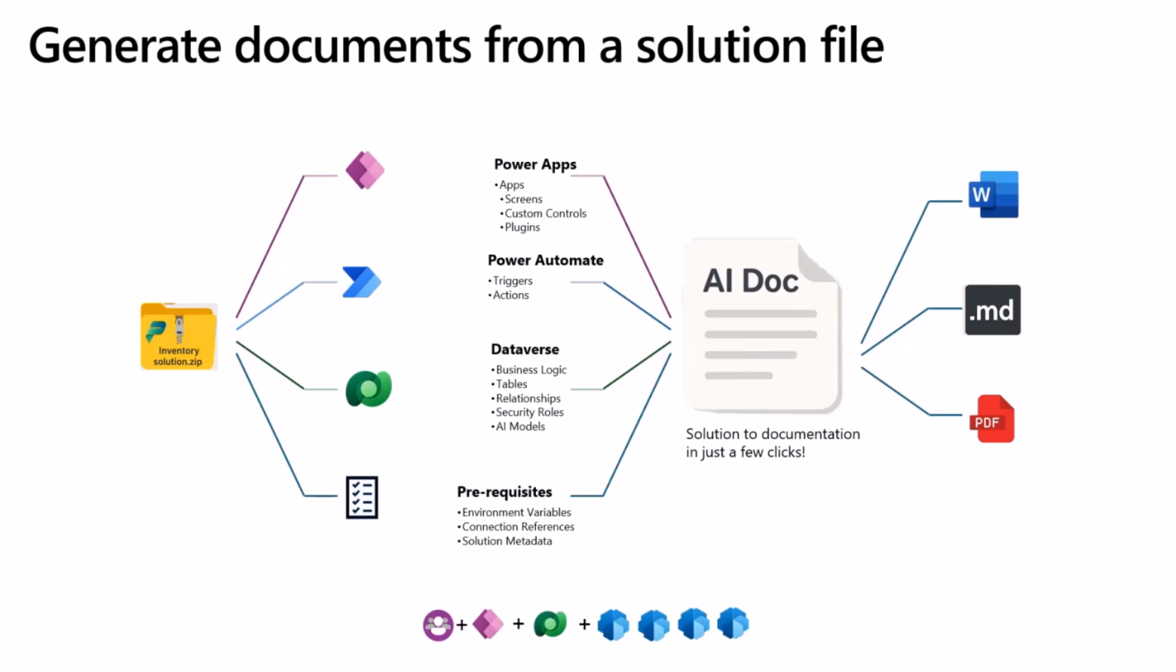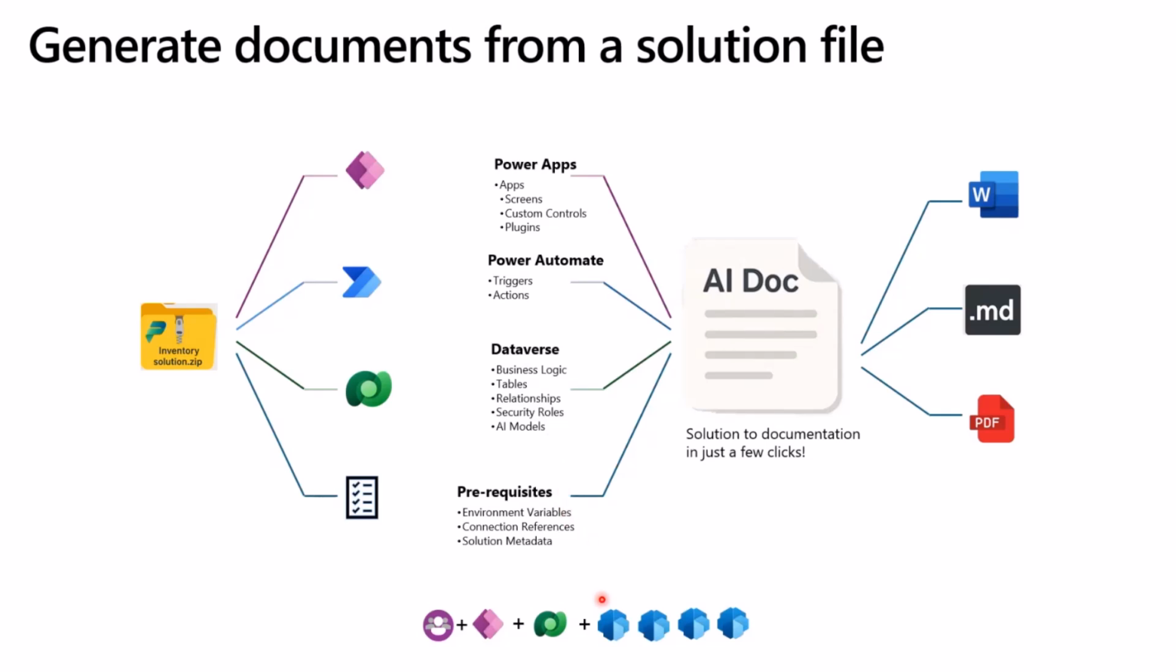So we generated the document at this point: the Power Apps, screens, custom controls, plugins. These are captured. For Power Automate, the list of triggers and actions is also captured. And along with that, we also capture the business logic, tables, relationships, security roles, and AI models. We also capture the prerequisites.